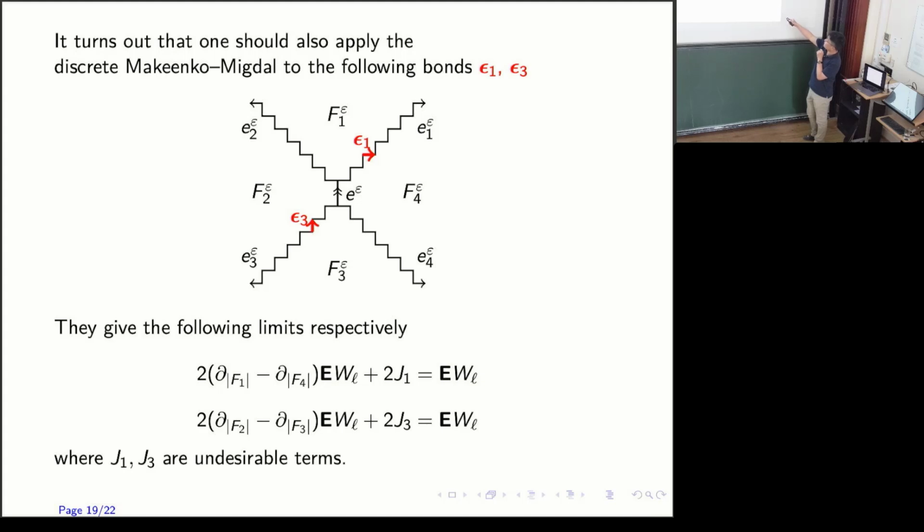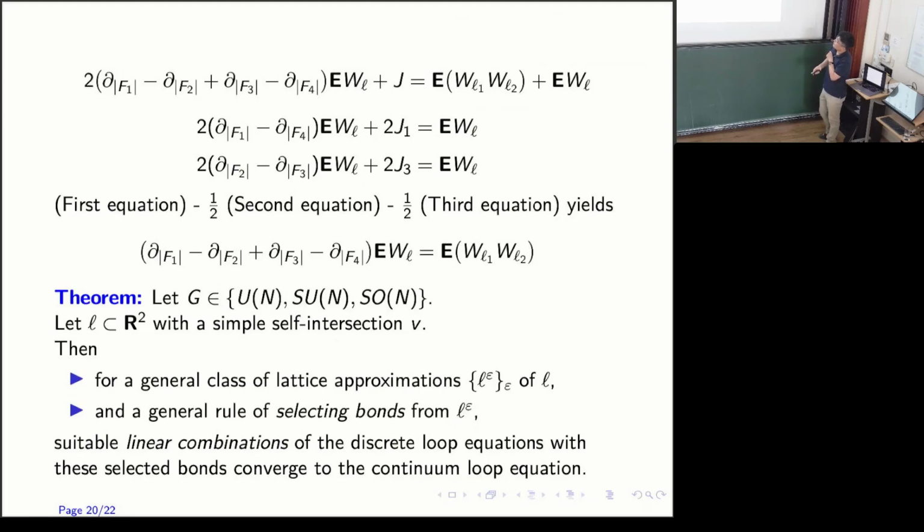So we actually take another bound here and here, then we apply the discrete Makeenko-Migdal for these two bounds. These two Makeenko-Migdal equations convert to these two continuum limits, and they are also not the right equation because they don't have a splitting term, right? If you take a fixed bound here, of course you don't split. Only if you take a bound here, you split. So there's no splitting term in the continuum limit, and also there are some undesired terms, J1, J2. But if you combine the three equations, it turns out the first equation minus 1/2 second equation minus 1/2 third equation indeed goes to the right continuum limit.